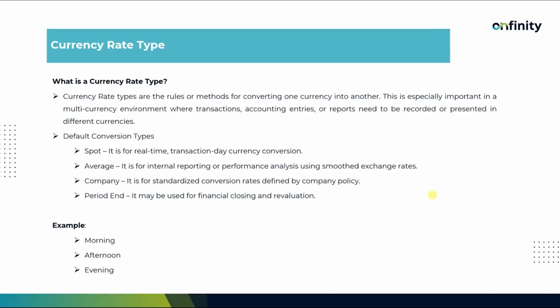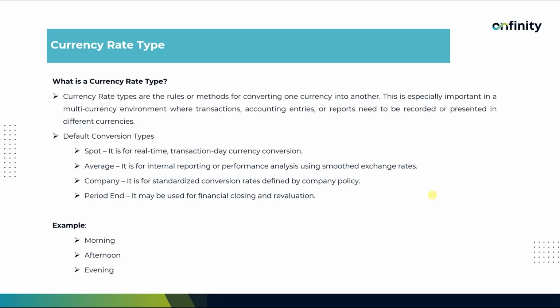Now, let's understand what a currency rate type is. Currency rate types are the rules or methods used to convert one currency into another. They are especially useful in multi-currency environments, where transactions, accounting entries, or financial reports need to be recorded or presented in different currencies. Onfinity ERP provides a few default currency rate types.